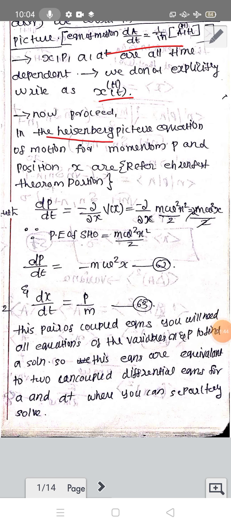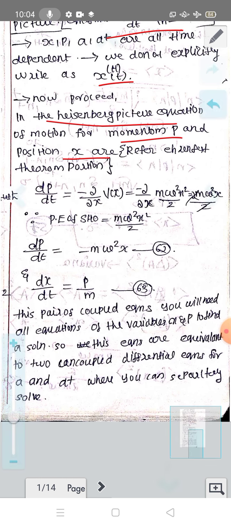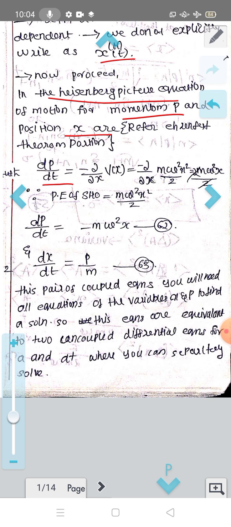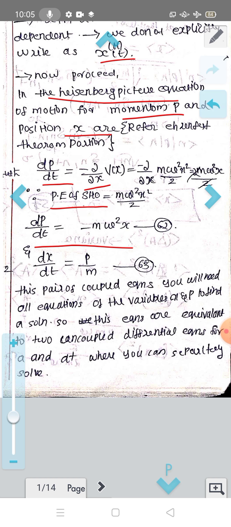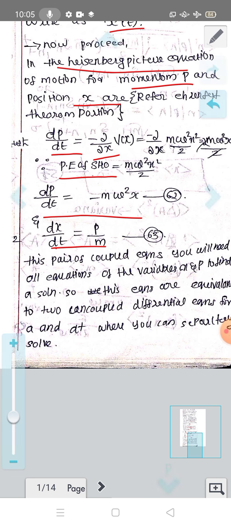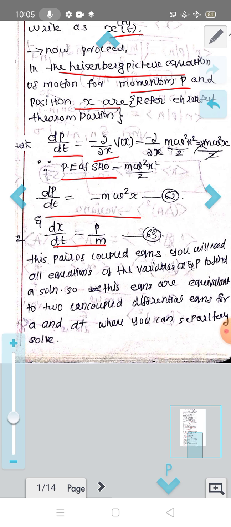In the Heisenberg picture, the equations of motion for momentum p and position x are: dp/dt is equal to minus ∂V/∂x. The potential energy of the simple harmonic oscillator is m ω² x²/2. So we get dp/dt is equal to minus m ω² x, put it as equation number 62, and dx/dt is equal to p/m, and put it as equation number 63. So equations 62 and 63 are actually a pair of coupled differential equations.